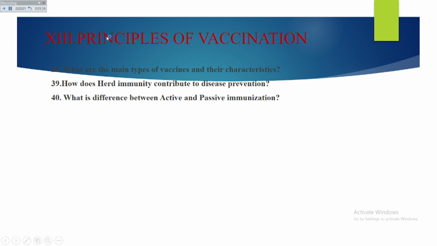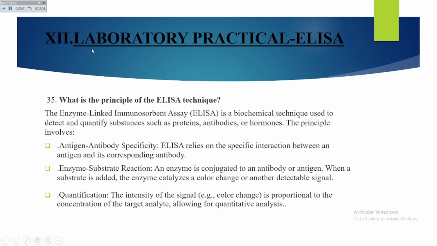For the second part, the principle of vaccination, we also have three questions which will help us understand vaccination very well. The first is: what are the main types of vaccine and their characteristics? The second is: how does herd immunity contribute to disease prevention? The third is: what is the difference between active and passive immunization? So let us proceed by starting with the first one, ELISA.